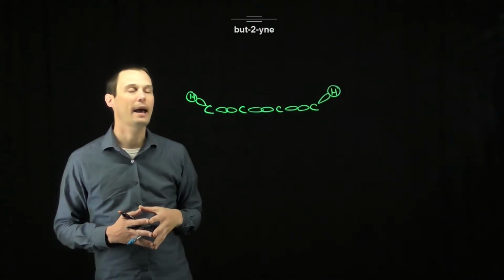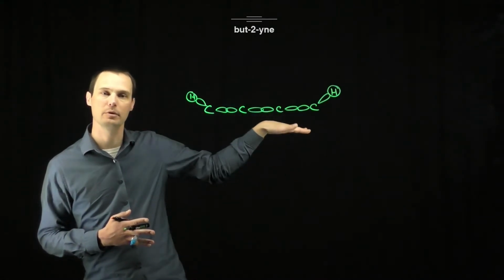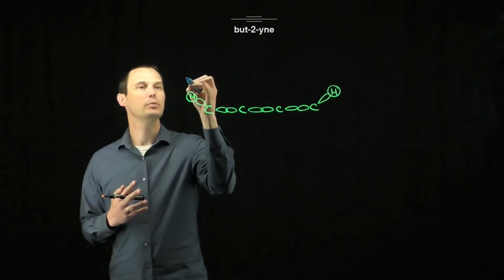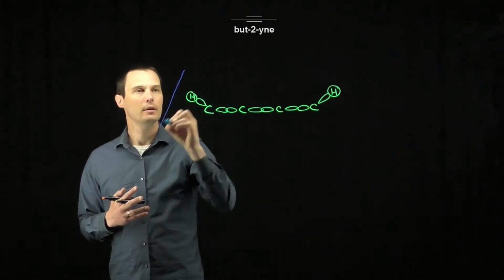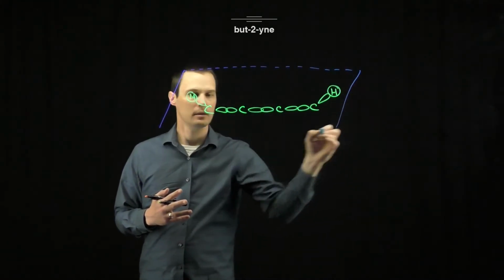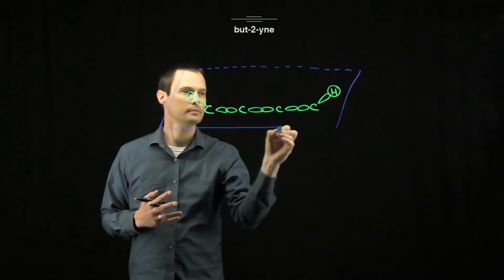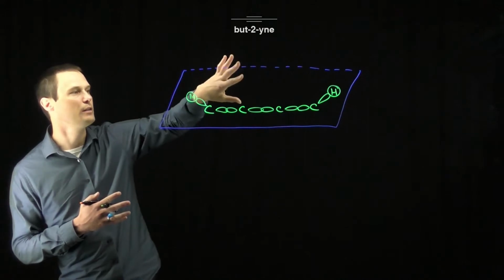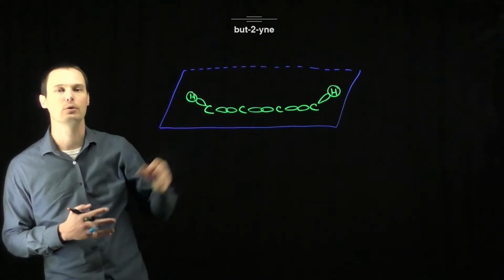All of these atoms are coplanar, and that plane is assumed to be perpendicular to the screen. In fact, let's go ahead and draw in that plane now. It will be something like this. This plane is assumed to be perpendicular to the screen, where this part back here is further away from you and this part is closer to you as the viewer.